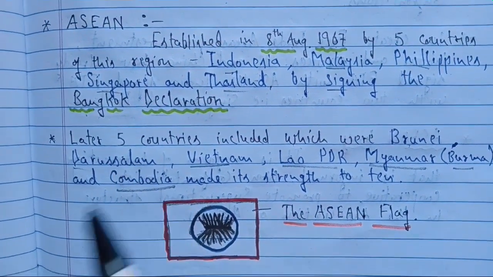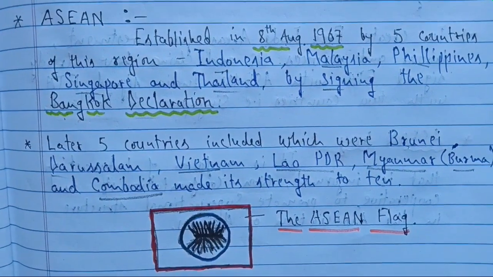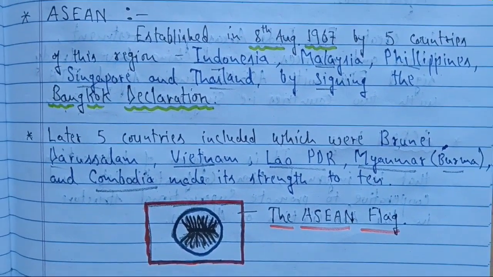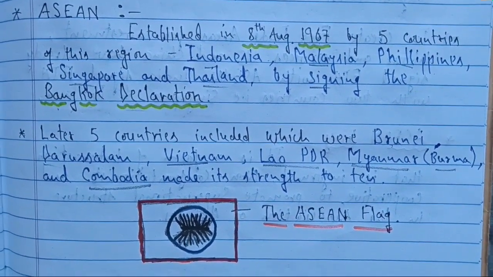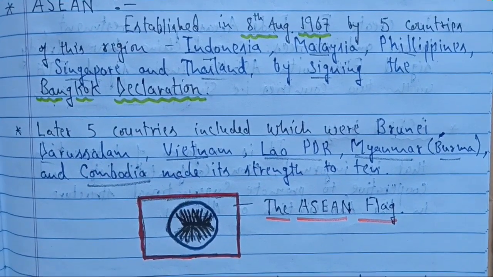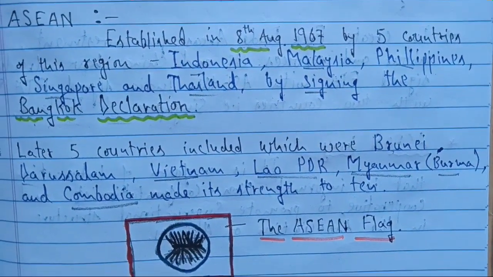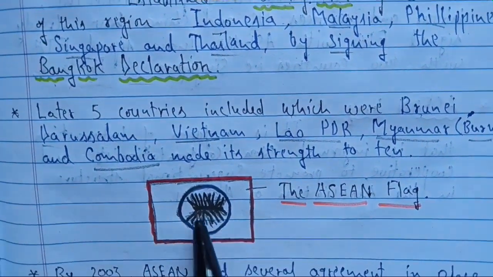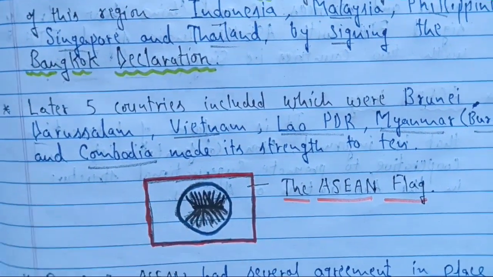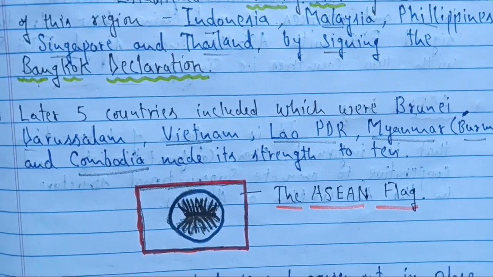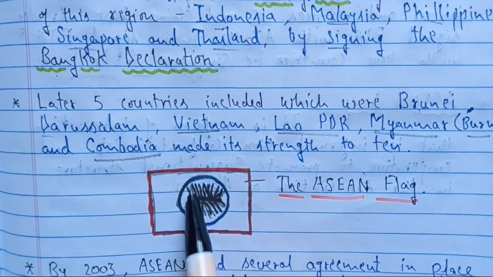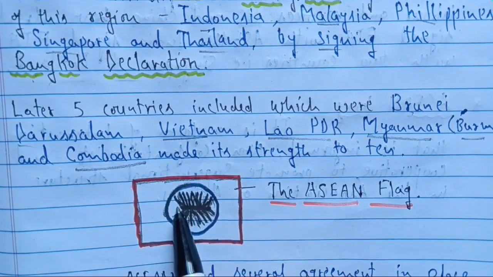Later on, 5 more countries were added to these 5 countries. It means the total number of members of ASEAN went up to 10 countries. So these 10 countries represented this organization, ASEAN. And this is a flag I have made roughly here. I have already shown you the original ASEAN flag, and it was like 10 sticks bound together.